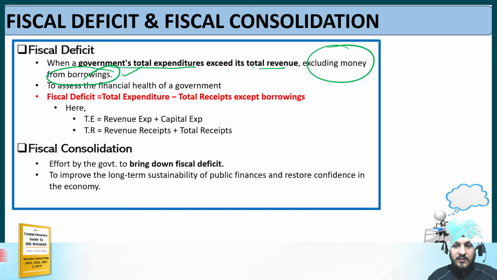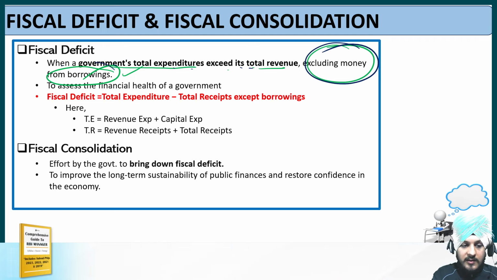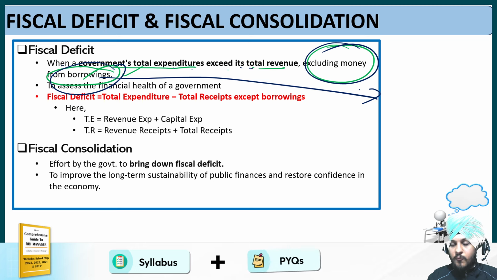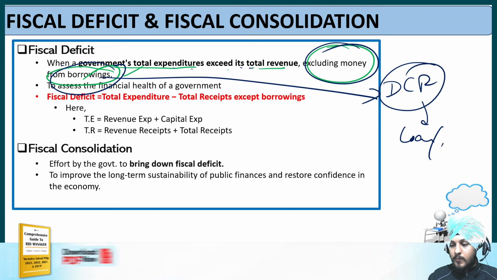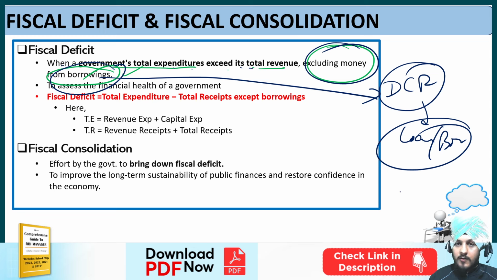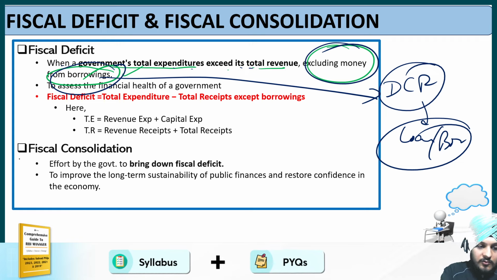So that is the reason why we say that a government's total expenditure exceeds its total revenue excluding the money from borrowings. These borrowings are nothing but the debt creating capital receipts, which are the loans or the borrowings of the government from the market. I hope this point is clear to you. So now let us move on to fiscal consolidation.